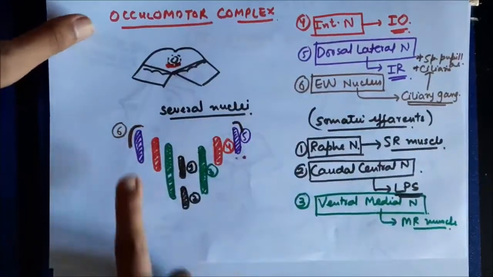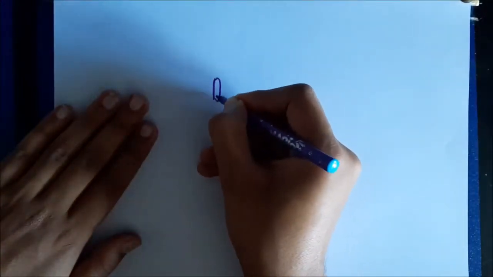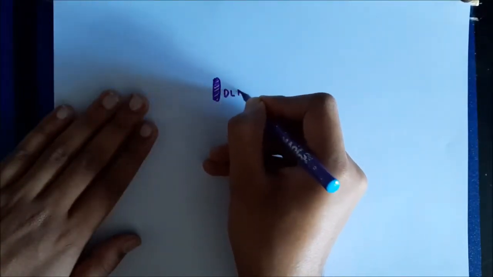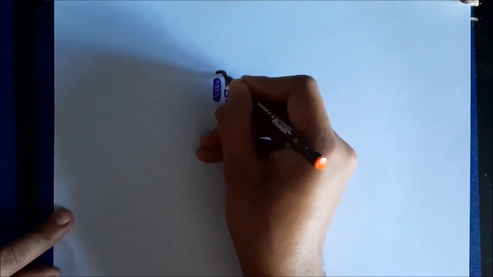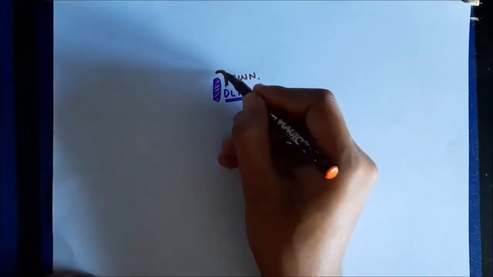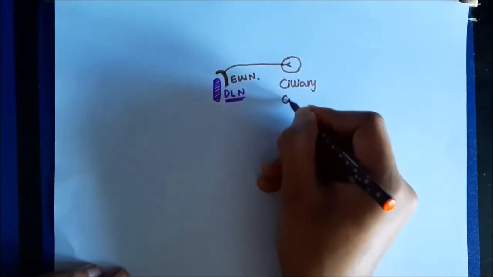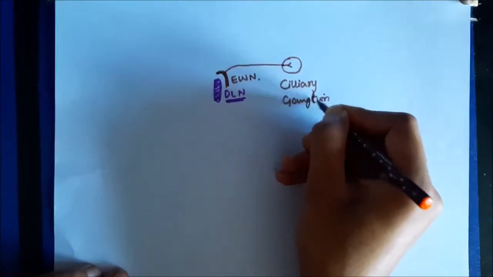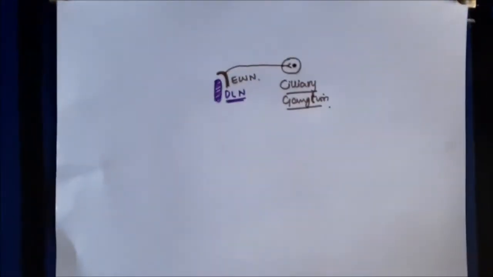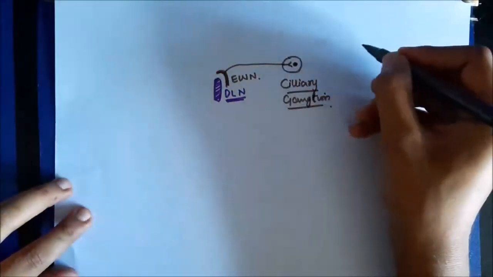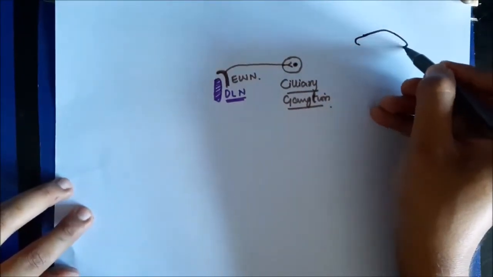So these are the nuclei. This is the dorsal lateral nucleus and the Edinger Westphal nucleus. Now I'm going to draw these two nuclei here. This is the dorsal lateral nucleus, and above and lateral to it is the Edinger Westphal nucleus. The fibers of the Edinger Westphal nucleus are parasympathetic in nature, and they go to the ciliary ganglion, which is a peripheral parasympathetic ganglion.